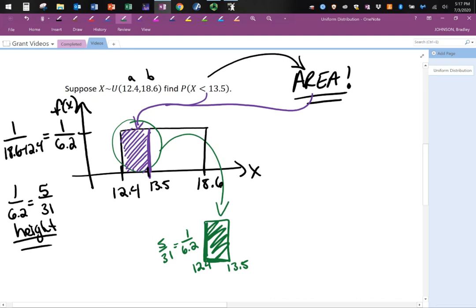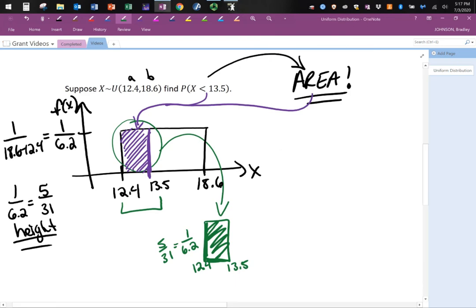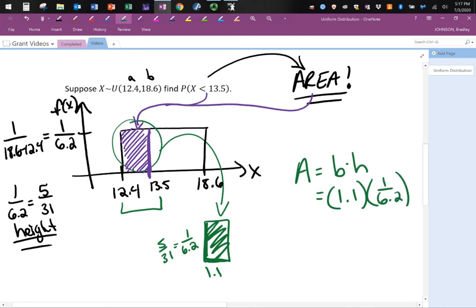Okay, so what I really need is to know from 13.5 to 12.4, how long is that? Okay, so 13.5, and I will subtract 12.4. That is 1.1. So then you know that base is 1.1. Okay, so we're finding the area. We will do base times height. The base we found is 1.1. The height would be 1 over 6.2.